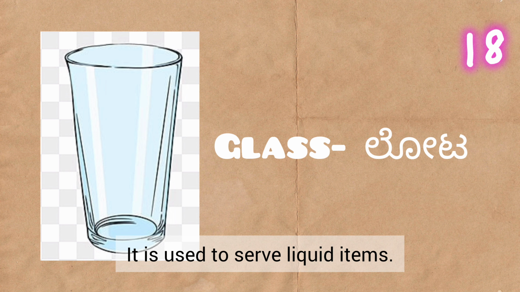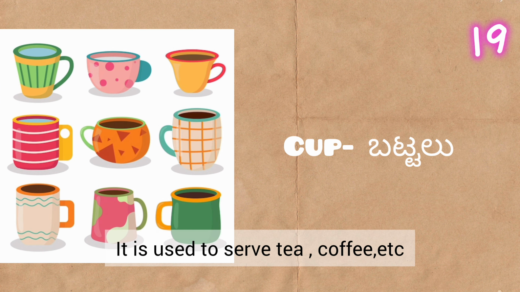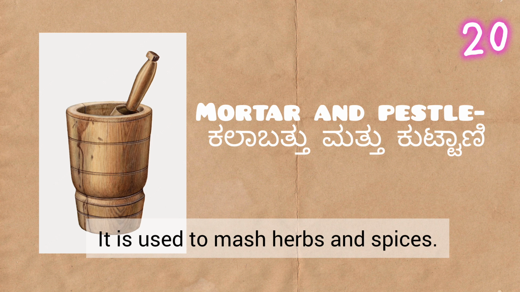Glass, lota. It is used to serve liquid items. Cup, battalu. It is used to serve tea, coffee, etc. Mortar and pestle, kalabattu mattu kutani. It is used to mash herbs and spices.